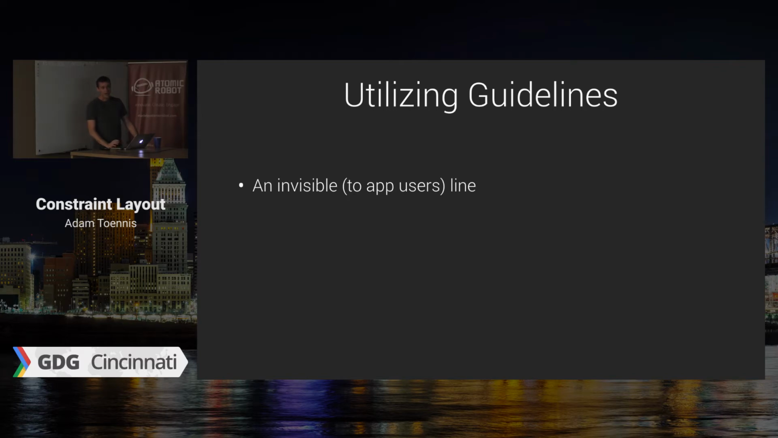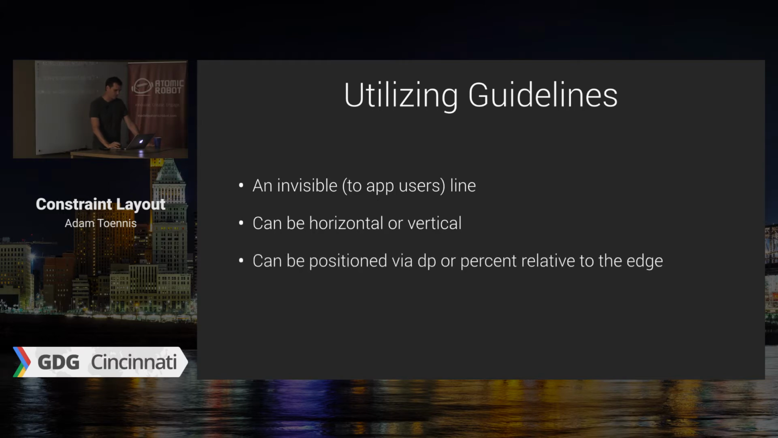So guidelines. On that first image I showed you guys, that's the hashed line. It's an invisible line to the users. You would use this if you want to constrain to something, but you don't have an actual view. So you just drop a guideline in there, and then you can constrain to it. It can be horizontal or vertical, and it can be positioned via dp or %, and it's relative to the edge. If it's a vertical one, you can drag it left and right; horizontal, up and down.